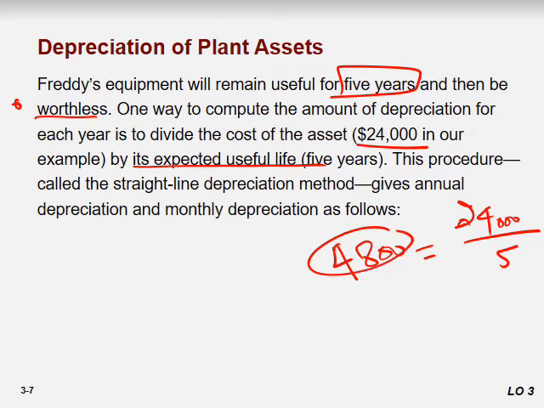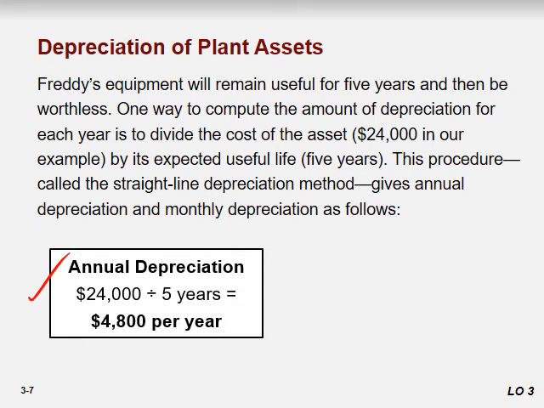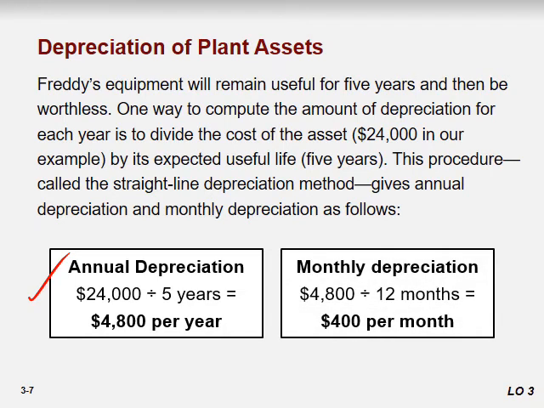Which is 4800. So let's see that. This procedure is called the straight line depreciation method. There is no hard and fast rule in there. Just divide the cost by the number of useful years. So let me delete that one and see the solution here. That is 4800 per year. So monthly depreciation would be, you divide 4800 by 12, so 400 per month depreciation is recorded.